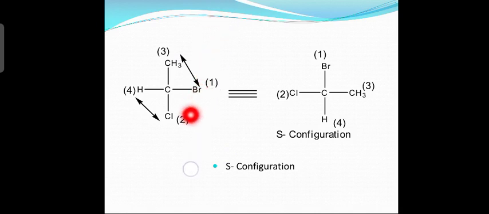Next slide. You can see here in this example, the given example. Bromine is number 1, highest priority. Next priority is chlorine, atomic number 17, so this is number 2. Next priority is carbon, the methyl group, with atomic number 6, therefore third priority. The least or fourth priority is hydrogen, because its atomic number is 1.